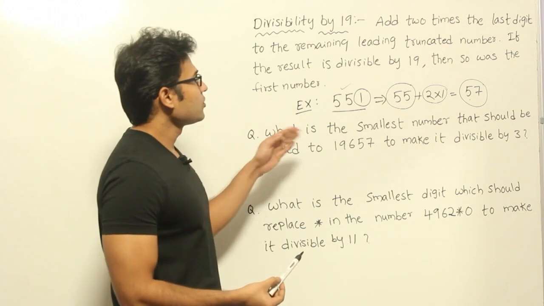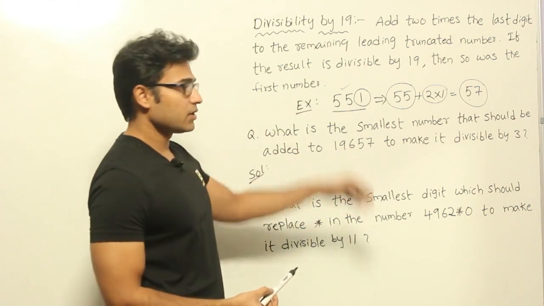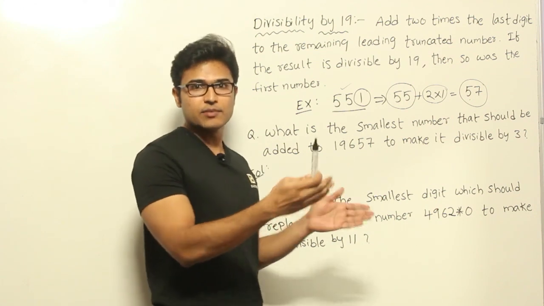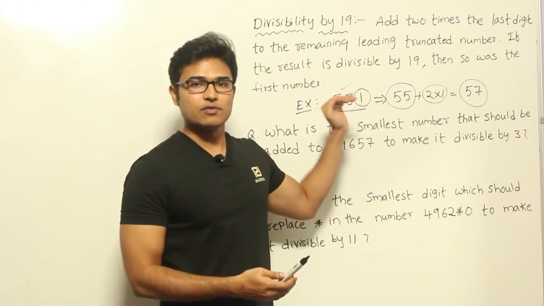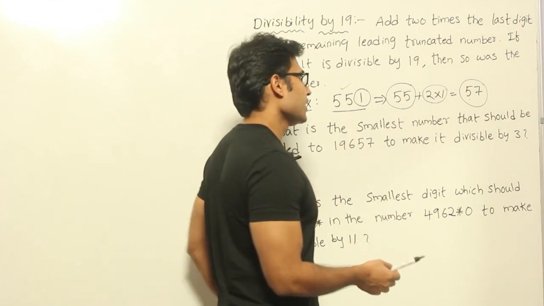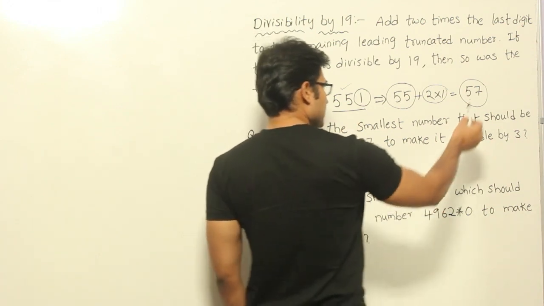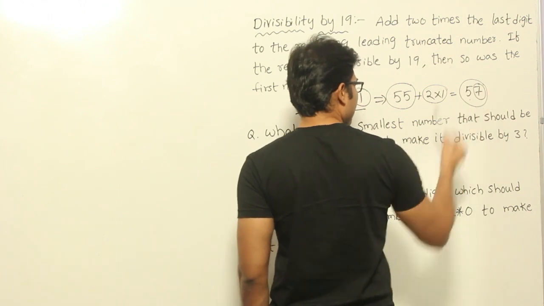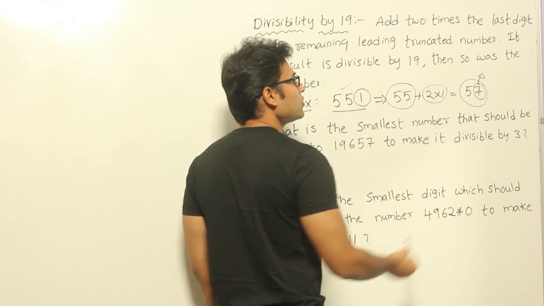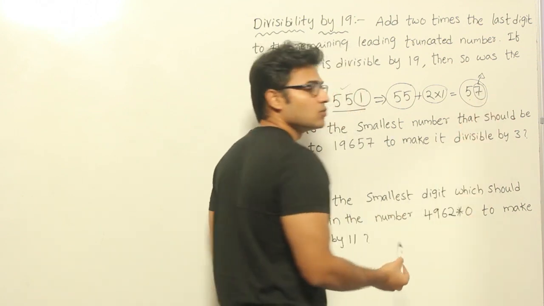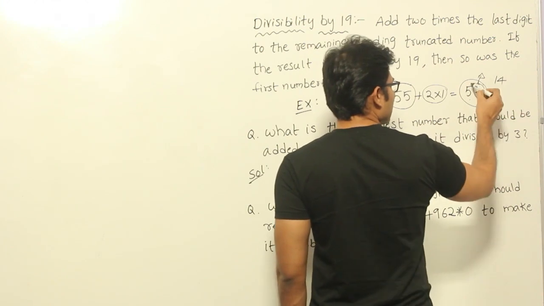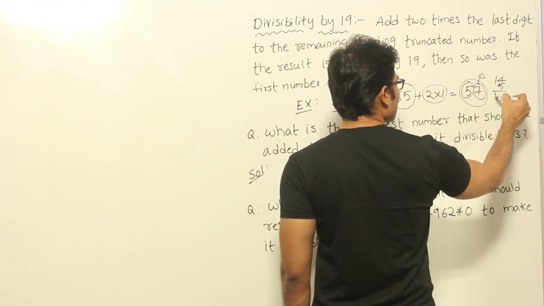If you are not able to find out whether 57 is divisible by 19, or in case the result is a very big number, here it is not just 57, but in case you get a very big number, you might have to apply this recursively again. So in that case, take the last digit and multiply it with 2. So what do I get? 7 into 2 is 14, right? So 14 plus the remaining, which is 5, so it is going to be 19.